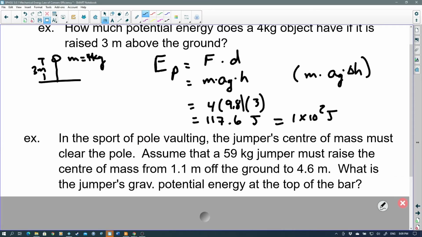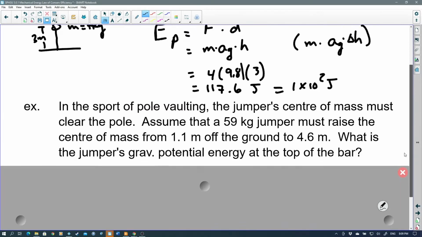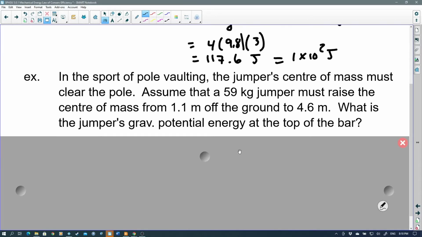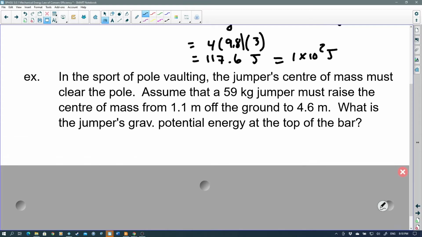So here's another example. In the sport of pole vaulting, the jumper's center of mass must clear the pole. Assume that a 59 kilogram jumper must raise the center of mass from 1.1 meters off the ground to 4.6 meters. And here's a case where we're not starting at 0. Okay. What is the jumper's gravitational potential energy at the top of the bar?